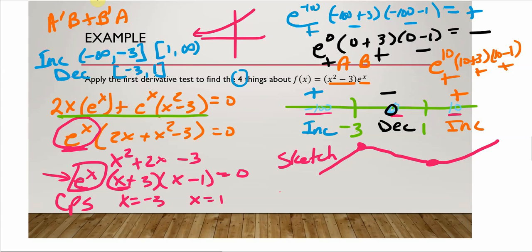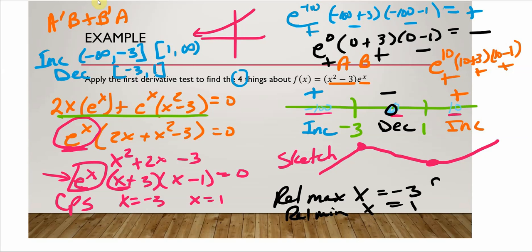And then finally, the last thing is to state the extrema. Well, by looking at the graph, I can state the extrema. I can say that I have a relative max at x equals negative 3, and I have a relative min at x equals 1. Now, why do I say negative 3? Because f prime changes from positive to negative, and here f prime changes from negative to positive.